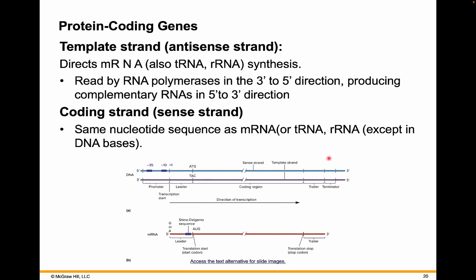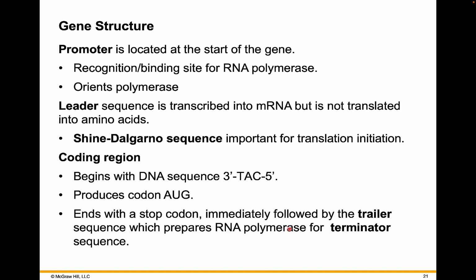So basically, the mRNA, tRNA, and ribosomal RNA have the same nucleotide sequence as the DNA, except in the DNA bases. Right here, these details are what we already talked about. The promoter is located at the start of the gene, with recognition and binding of the RNA polymerase, and orients the polymerase. The leader sequence is transcribed and not translated. The Shine-Dalgarno sequence is important for translation initiation, as we talked about. The coding region begins with the DNA sequence 3' TAC 5', which produces the codon AUG, and ends with a stop codon immediately followed by the trailer, which prepares the RNA polymerase for the terminator sequence, where it falls off the DNA, releasing the mRNA.